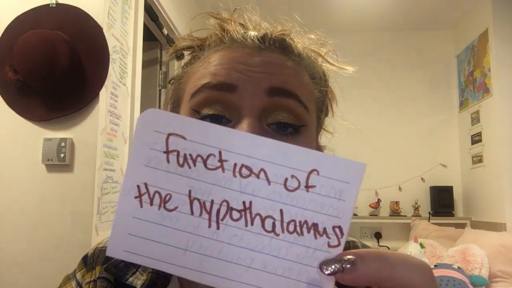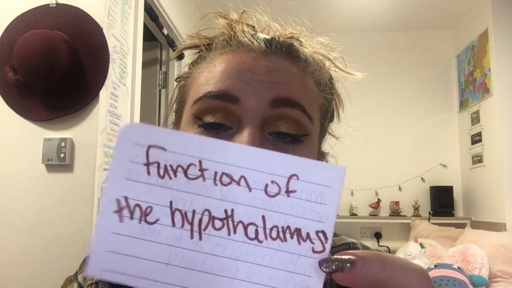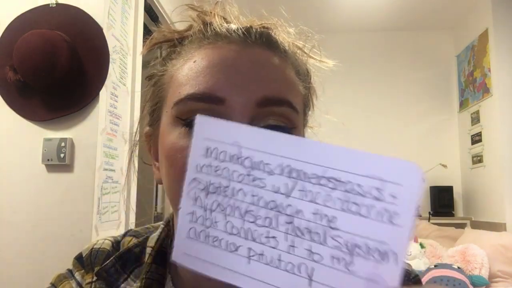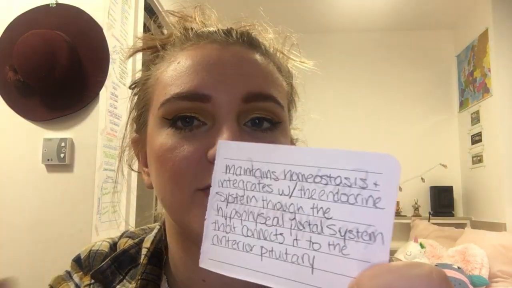Function of the hypothalamus: primarily just to maintain homeostasis, and it also works in conjunction with the endocrine system through the anterior pituitary, which I think I have some more cards on later.